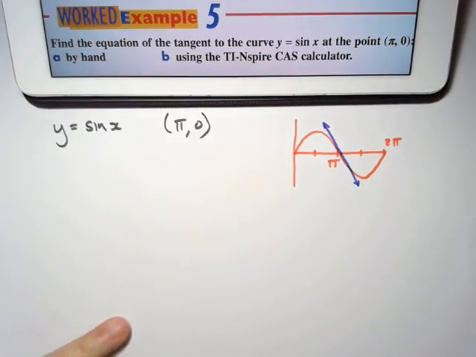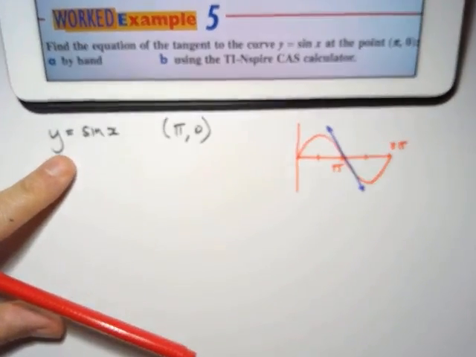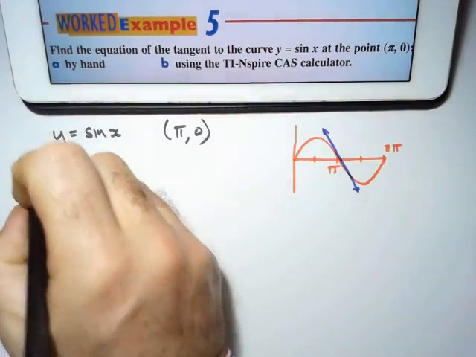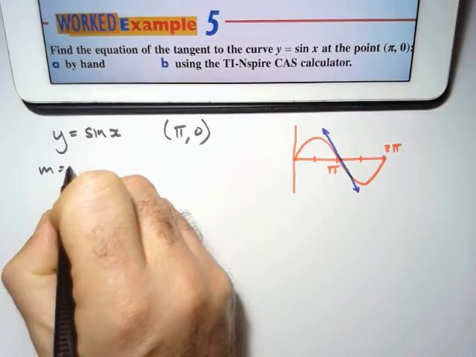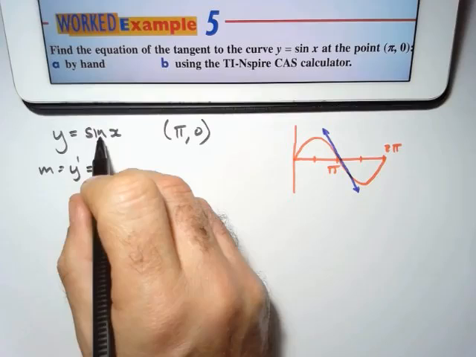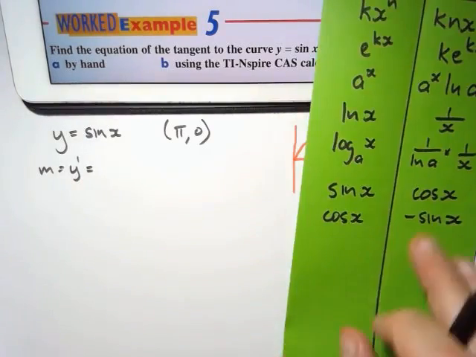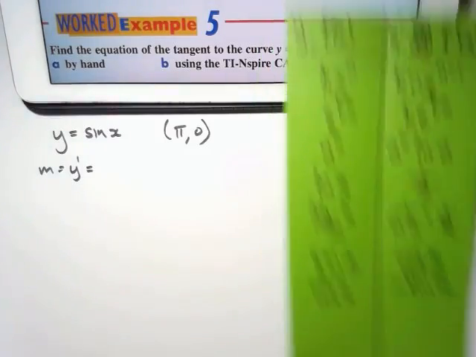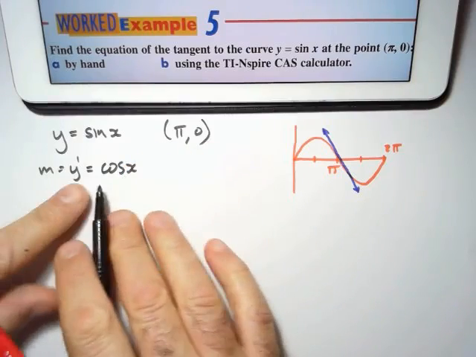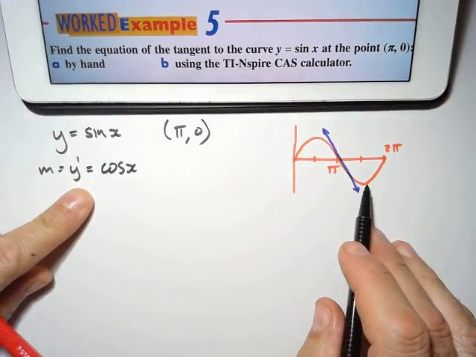So what do we know? We know tangents and gradients have something in common. So I want to find the gradient at that point. And I'm going to say the gradient equals the derivative of y at any point. So the derivative of sine x equals cos x, and that is at any point. So that's the gradient on this graph at any point.